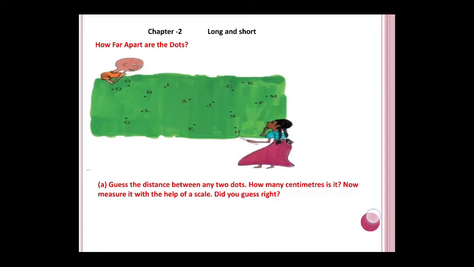Here what they are saying means, dots you have to call points in maths. Guess the distance between any two points or dots. How many centimeters is it? Now measure it with the help of a scale. Did you guess right? Your question is, you have to take any two points and guess the distance between the two points. And again you have to write that in your book, and then take a scale and measure using the scale.